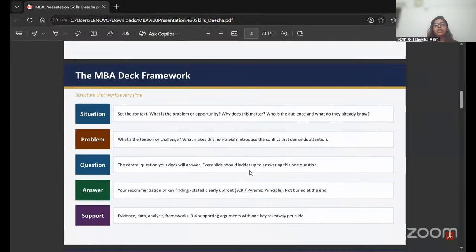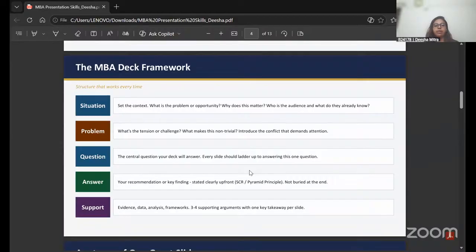Now moving to the MBA framework, the deck framework. This is a very basic framework that I'm giving you here, but this is going to solve 90% of your problems. Every problem statement that you get, you go ahead with this particular framework in mind and you just start thinking of how you should design the slides. And then that is going to help you structure your slides better.